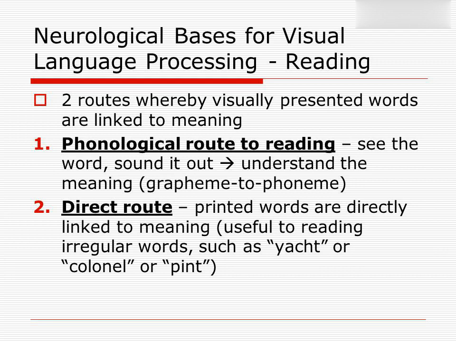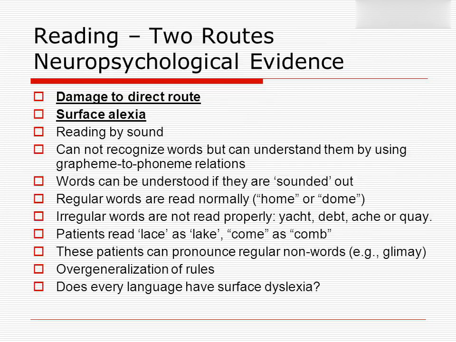There are two routes whereby visually presented words are linked to meaning. Phonological route to reading: see the word, sound it out, understand the meaning, grapheme to phoneme. Direct route: printed words are directly linked to meaning, useful for reading irregular words, such as yacht or kernel or pint.